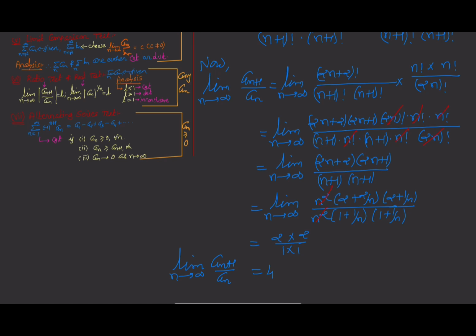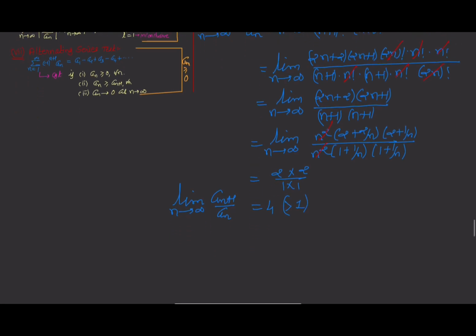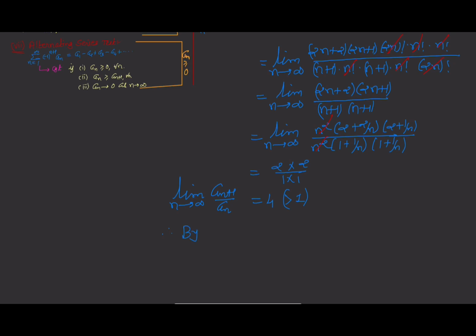Right? Now the test says if the value is greater than 1, then the series is divergent, less than 1, then it is convergent. So here this is 4, that means this is greater than 1, therefore by ratio test the given series summation a_n over n is divergent.